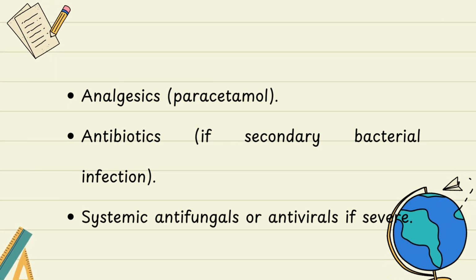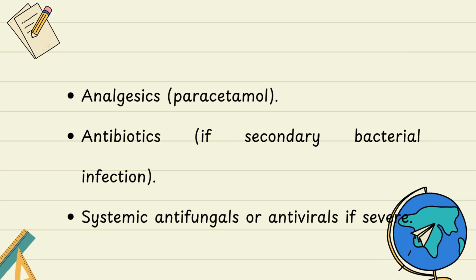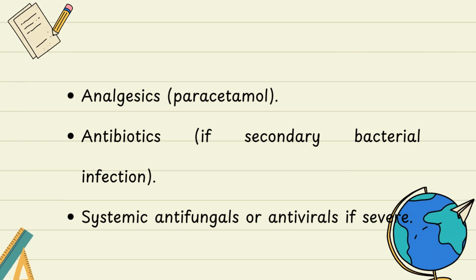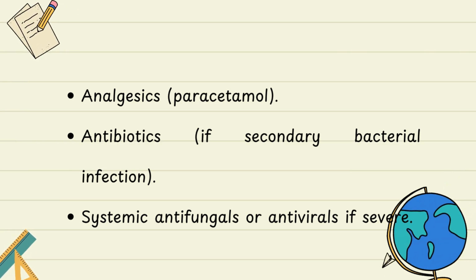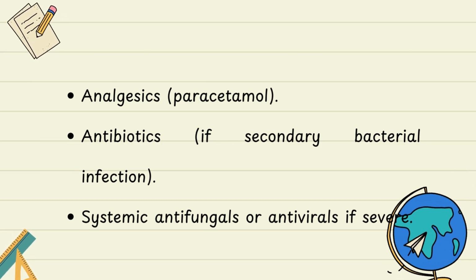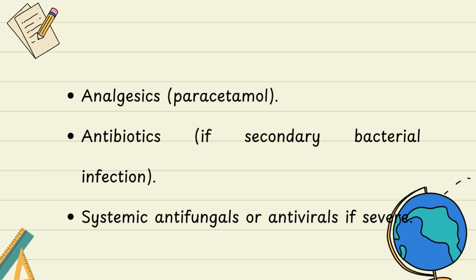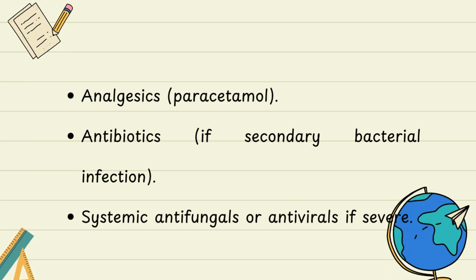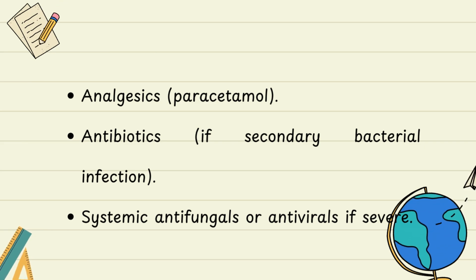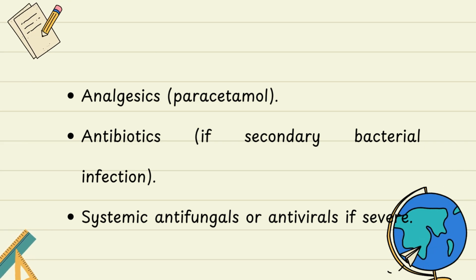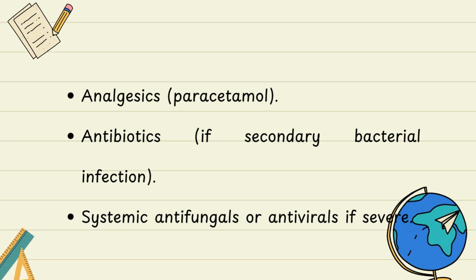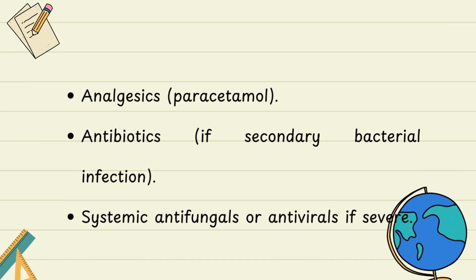Antibiotics: if there is evidence of a secondary bacterial infection, such as pus, swelling, or fever, oral antibiotics may be necessary. Antibiotics should only be used when clearly indicated to avoid resistance. Systemic antifungals or antivirals: in severe cases, or when topical treatments are not effective, systemic medications are required. For fungal infections, oral fluconazole may be used instead of topical nystatin. For viral infections like severe herpes stomatitis, oral acyclovir or valacyclovir may be prescribed for better systemic control.